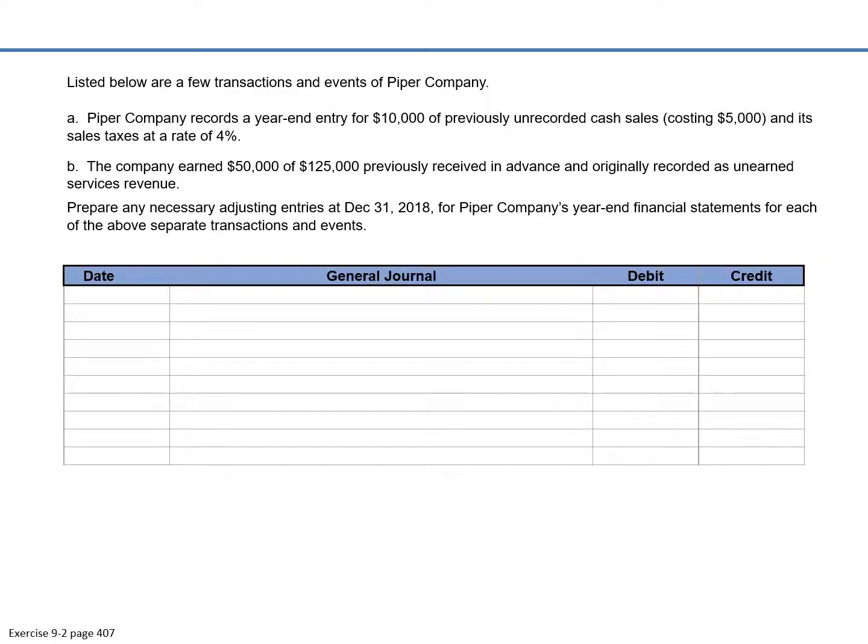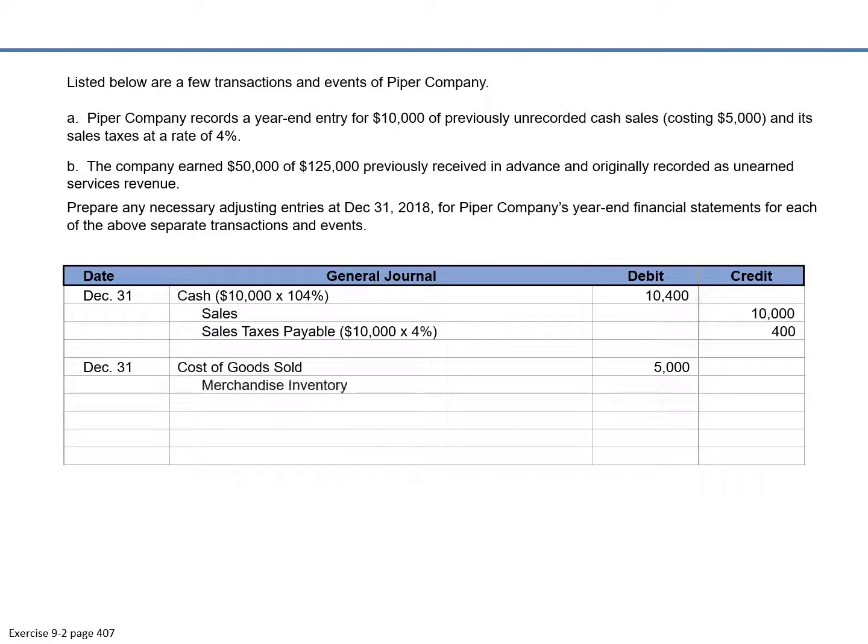So they record a year-end entry of $10,000 of previously unrecorded cash sales costing $5,000. So we're going to record our sales for $10,000. We're going to record our payable to sales tax of 10,000 times 4%. We're going to record cash of $10,400. Let me back up. We have to record the cost of goods related to our sales. So we debit cost of goods sold for the $5,000 and credit merchandise inventory for $5,000.